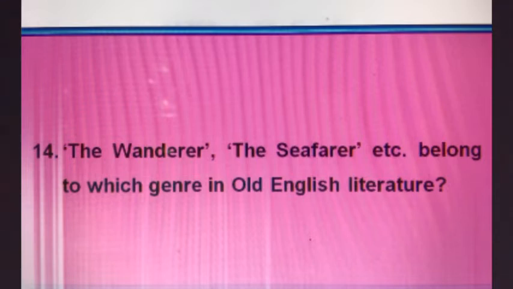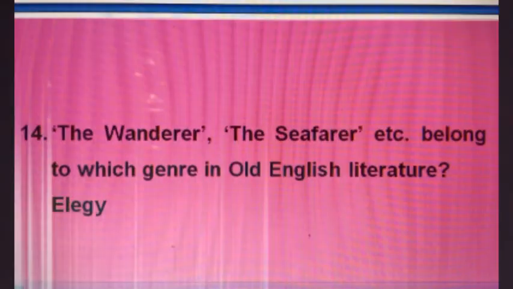Question number 14. The Wanderer, the Seafarer, etc. belong to which genre in Old English literature? Answer: Elegy. The Wanderer, the Seafarer, etc. belong to which genre in Old English literature? Elegy.